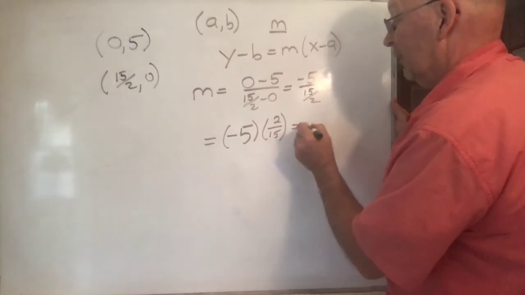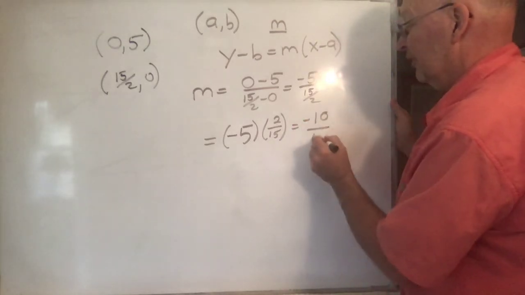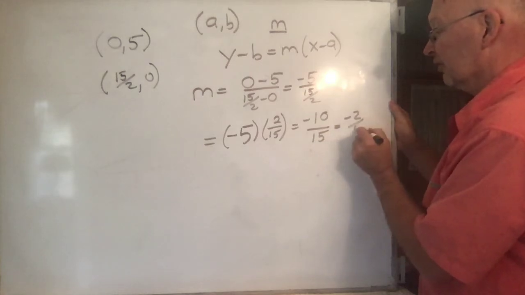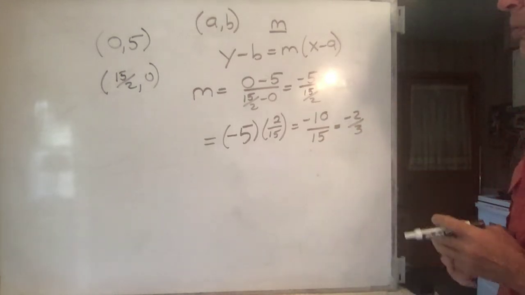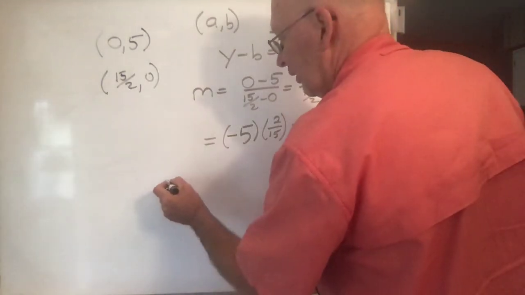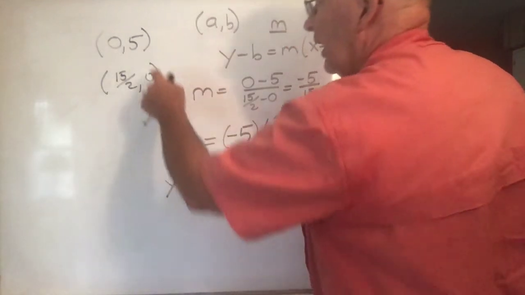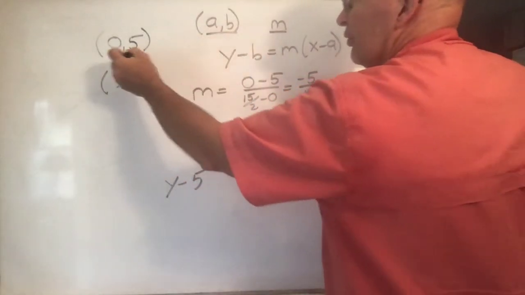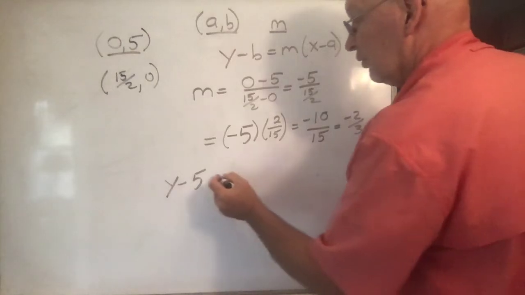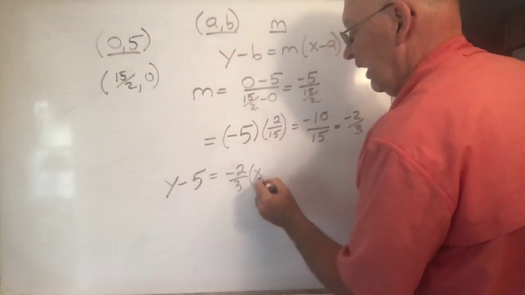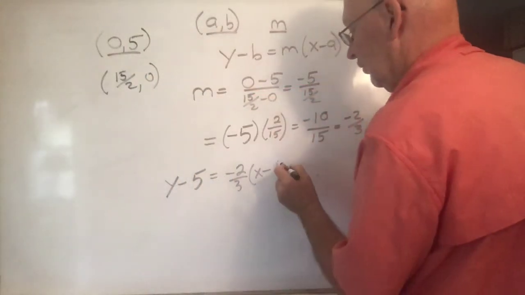And that's the same as negative 10 over 15. And then you can divide out the 5 and get negative 2/3. So there's the slope. And then once you have the slope, you can get the equation of a line just by going y minus 5, take any point on the line, we'll choose this one, is equal to negative 2/3 times x minus 0.